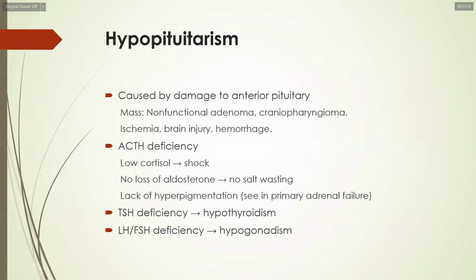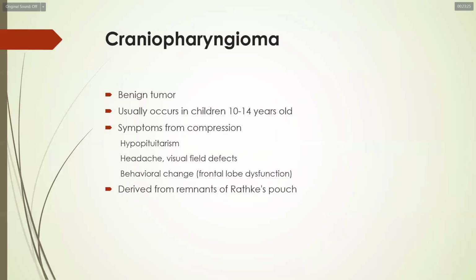We talked about TSH deficiency and hypothyroidism, and FSH-LH deficiency and hypogonadism. Next. Craniopharyngioma is a benign tumor. It usually occurs in children 10 to 14 years old. Its symptoms result from compression: headache, visual field defects, and behavioral change from frontal lobe dysfunction. Next.